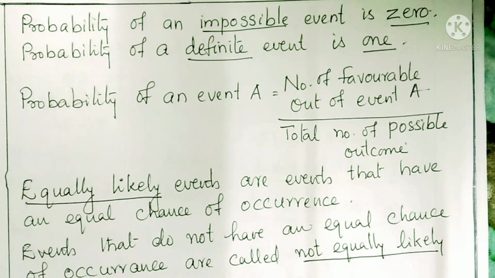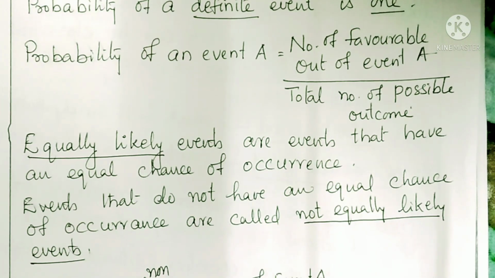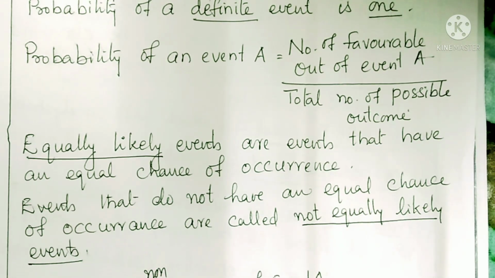The probability of an event: how do we find it? First, how many favorable outcomes. Favorable outcome means what you are thinking about, what you want. That means if you want a tail, what is the chance? So, you want the tail, that is a favorable outcome, a favorable event.